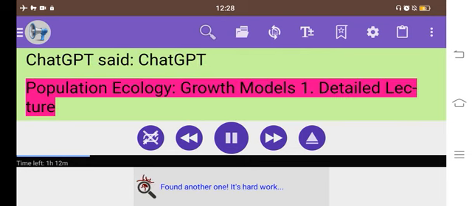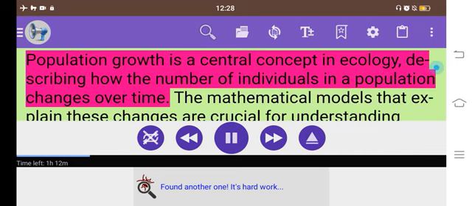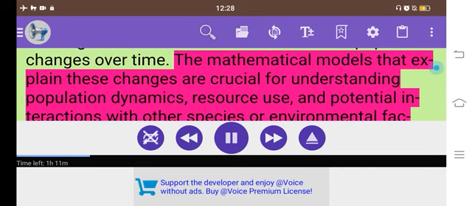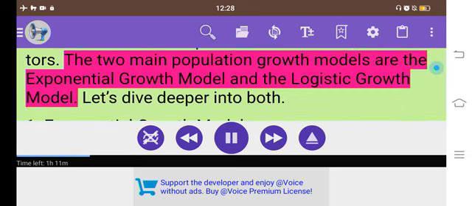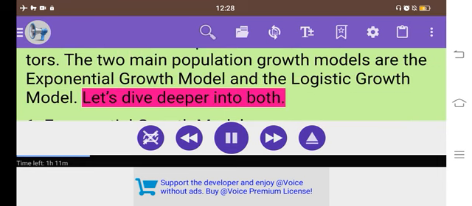Population ecology, growth models 1. Detailed lecture. Population growth is a central concept in ecology, describing how the number of individuals in a population changes over time. The mathematical models that explain these changes are crucial for understanding population dynamics, resource use, and potential interactions with other species or environmental factors. The two main population growth models are the exponential growth model and the logistic growth model. Let's dive deeper into both.